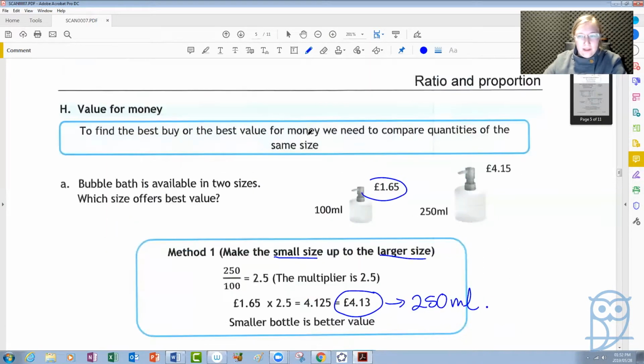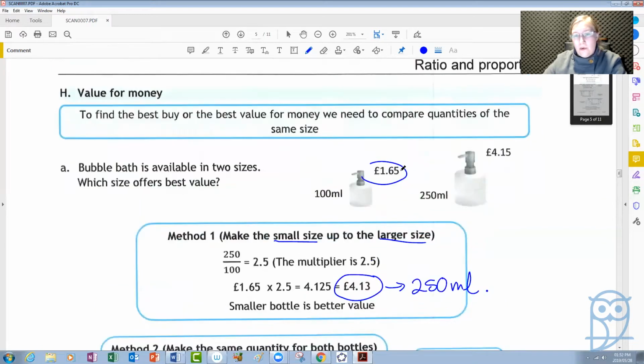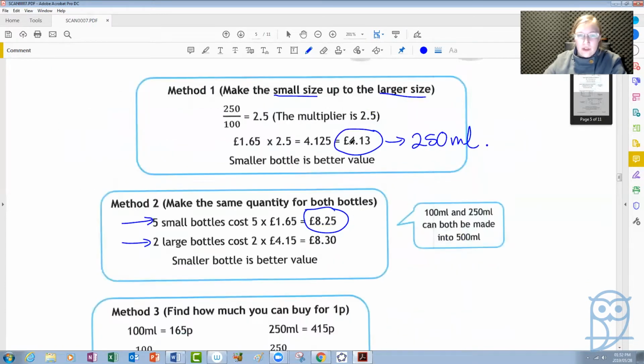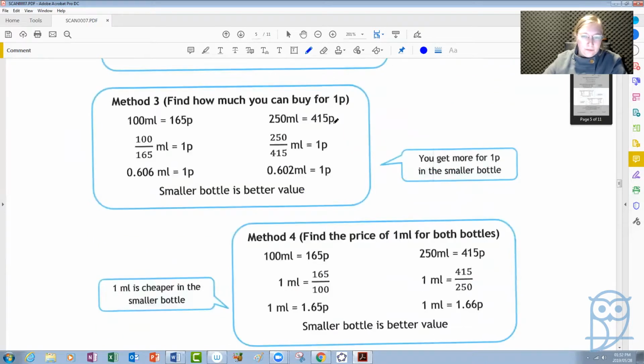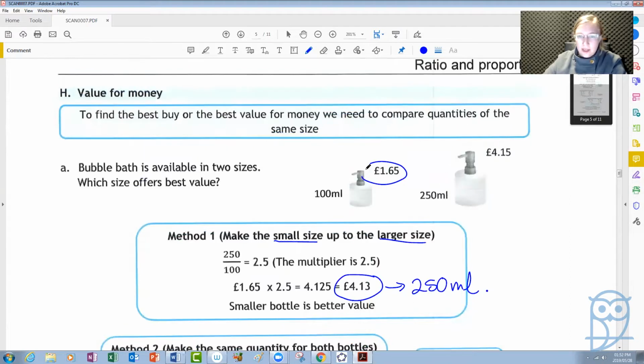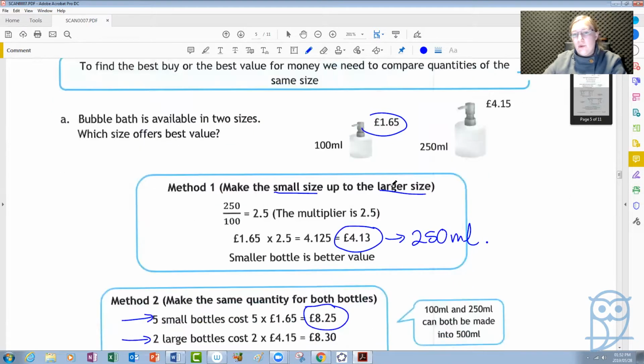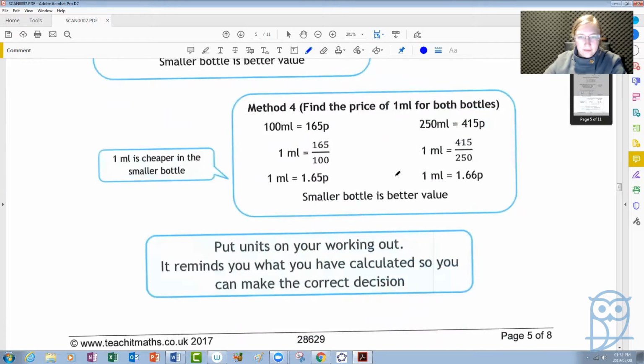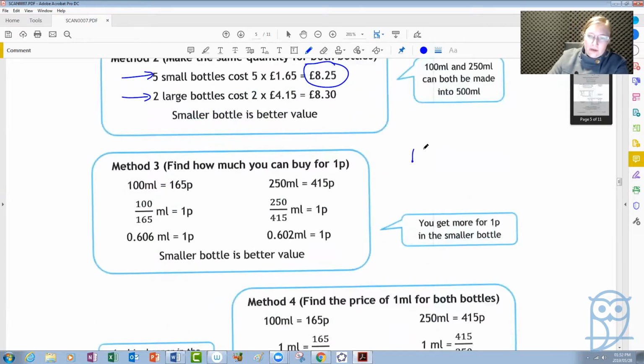So our last 2 methods is to get the price per pound, or the amount that you get per pound. So here they've worked out for 1 cent how many milliliters you can get. You can do the same by getting it for 1 pound. So how you do this is you would take your price here. So we've got 100 mils for £1.65.